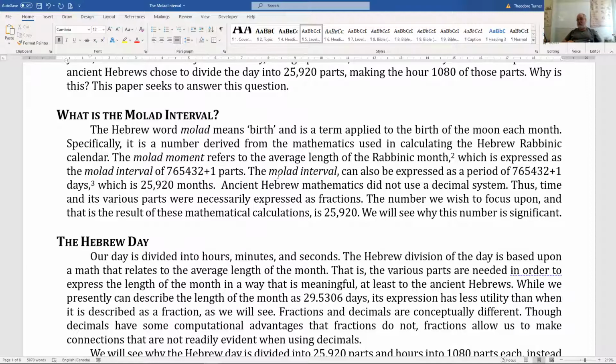76543 plus 1 parts. The Molad interval can also be expressed as a period of 76543 plus 1 days, which is 25,920 months. Ancient Hebrew mathematics did not use a decimal system, thus time and its various parts were necessarily expressed as fractions. The number we wish to focus upon, and that is the result of these mathematical calculations, is 25,920. We will see why this number is significant.